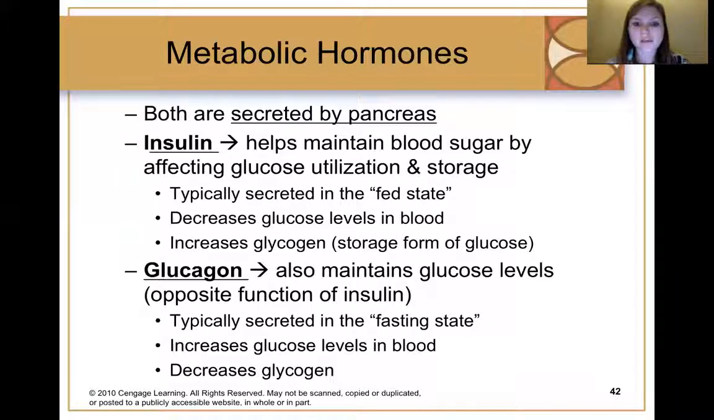So how does this happen? Insulin actually affects glucose utilization and storage. Insulin is typically secreted in what we call the fed state. That would be as you're eating a meal, right after you ate a meal, you've been fed.